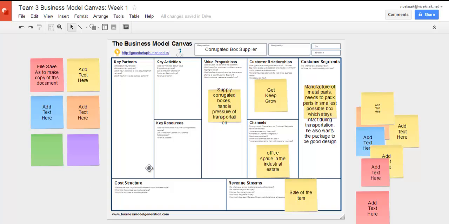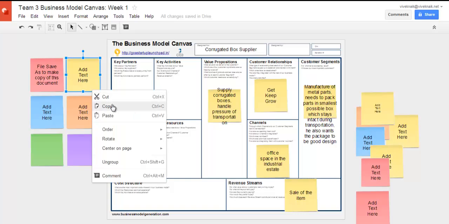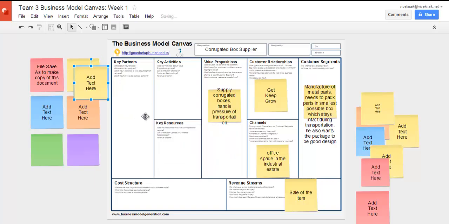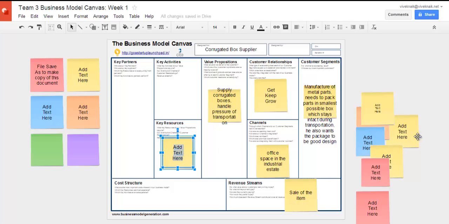Now we look at the back end of the business model, starting with the key resources. What are the resources that you will require to provide your value proposition to your customers? And one of the things you require, of course, because you are a corrugated box manufacturer, is the machine which does the corrugation. All the machines or equipment, whatever, the cutter, the dies, the corrugator, whatever is required.